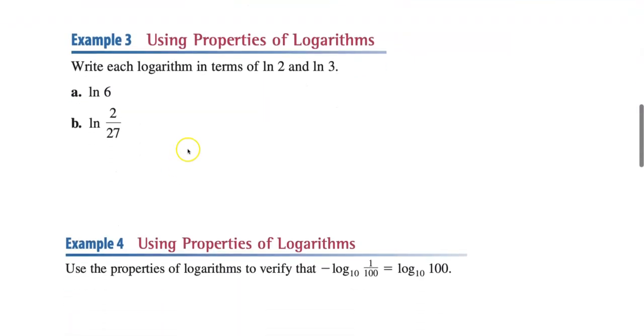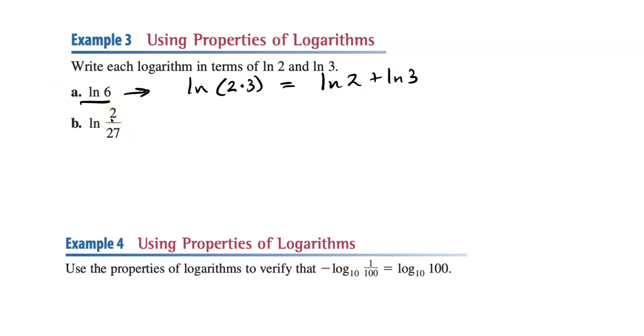So let's use some properties of logs. We want to write this in terms of 2 and 3. So the only numbers we can use are 2 and 3. So this first one here, well, I know 6 is 2 times 3, so I could write 6 as 2 times 3. Then using properties of logs, multiplication is the same thing as addition. So natural log of 2 plus the natural log of 3. And there we go. You just rewrote natural log 6 like this.